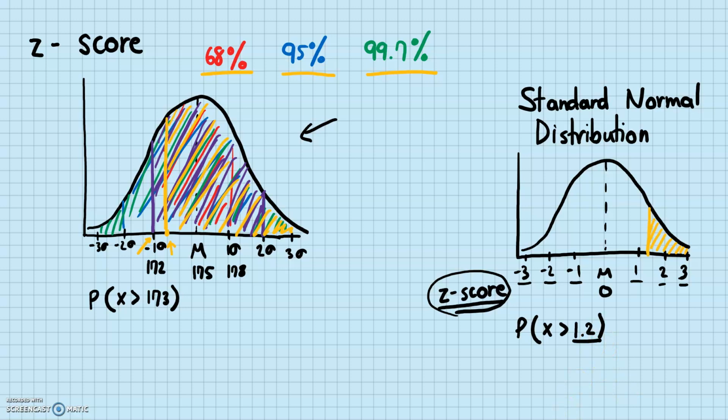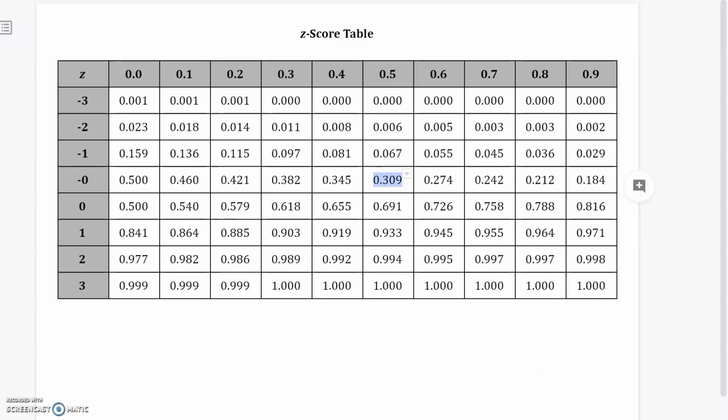So z-score is 1.2. Let's go over here and see what we have. So 1.2. So the whole number of the z-score is on this column right here. And the decimal are on this row right here. So 1.2, whole number 1, right? It's right here. And decimal 0.2 is going to be right here. So we're finding the column and the row where they meet. So 1.2 is right here. It's 0.885.